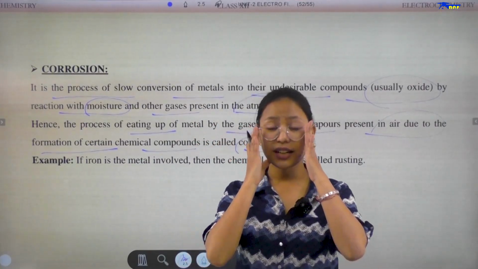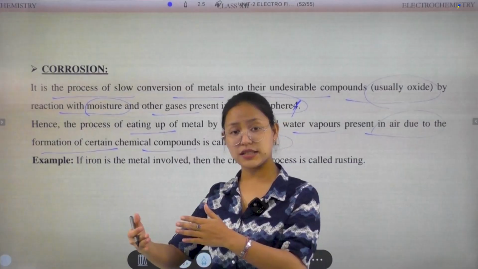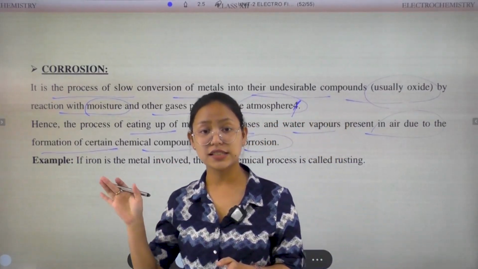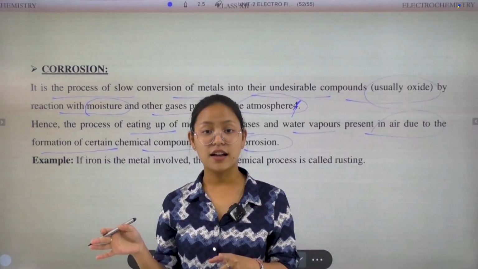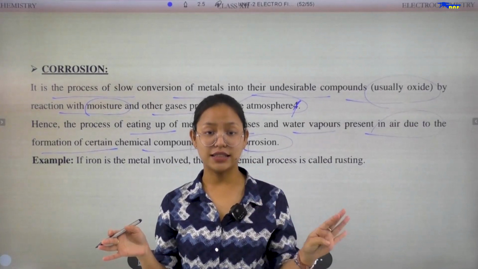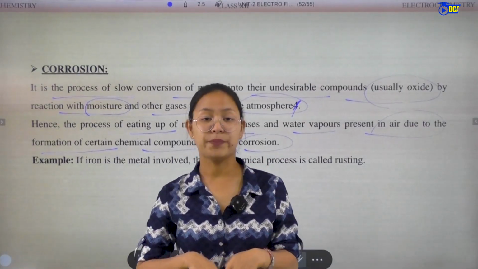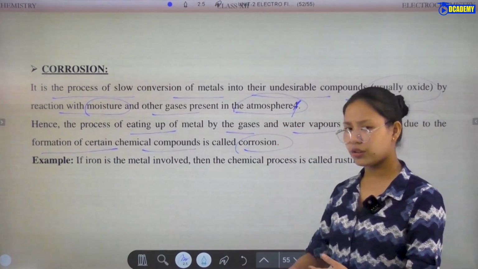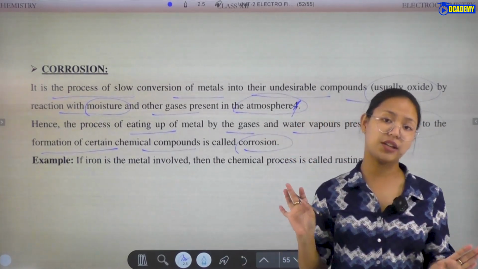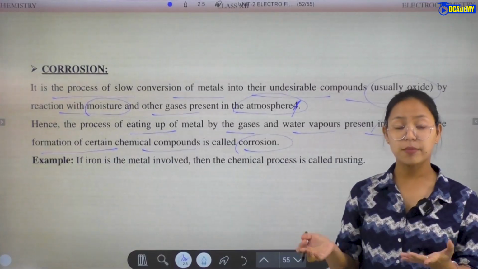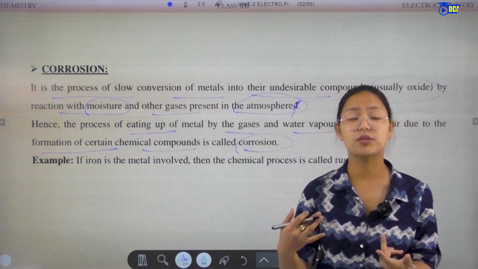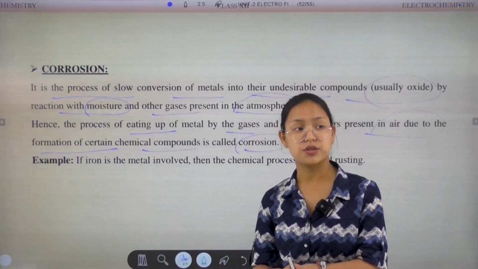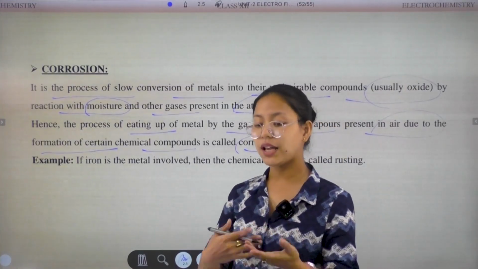Corrosion is a slow conversion of metals into their undesirable oxide form by factors like water vapor and other gases present in the atmosphere. An example is rusting, which is a type of corrosion. So let me ask you one thing.